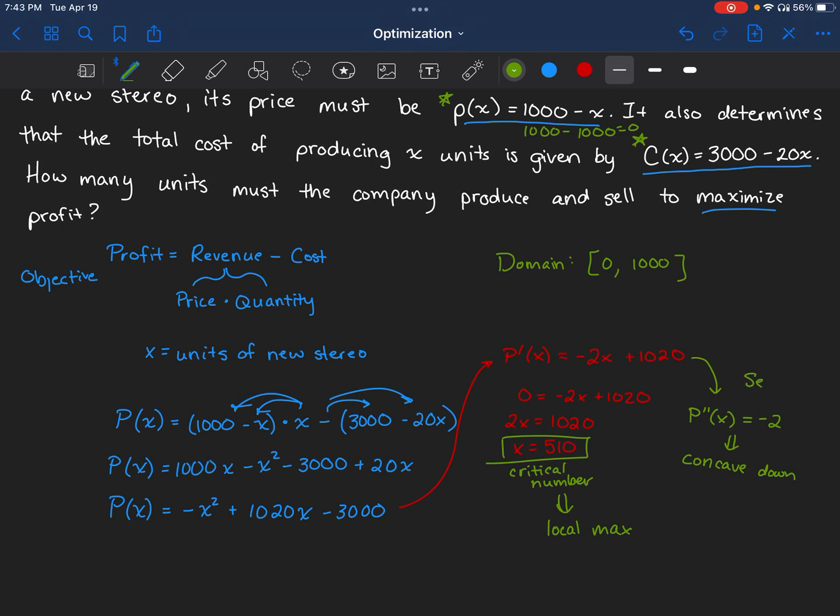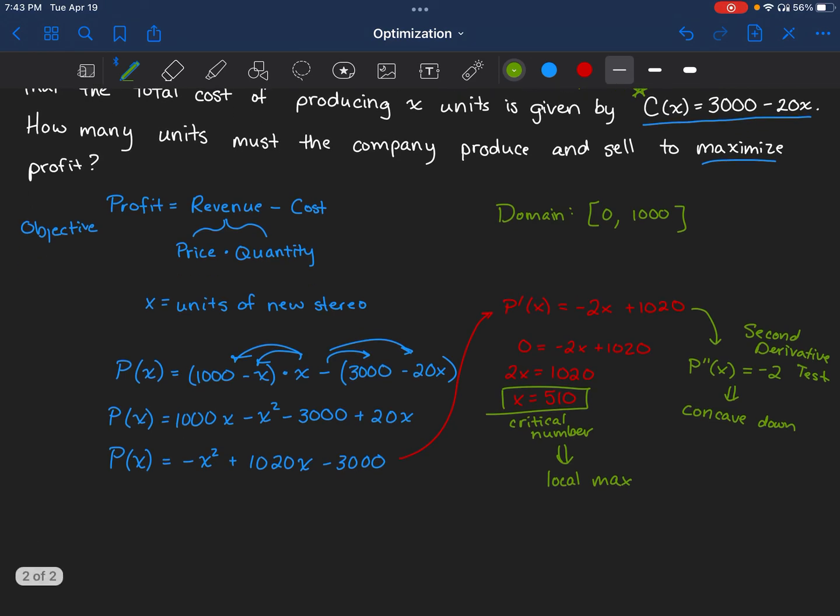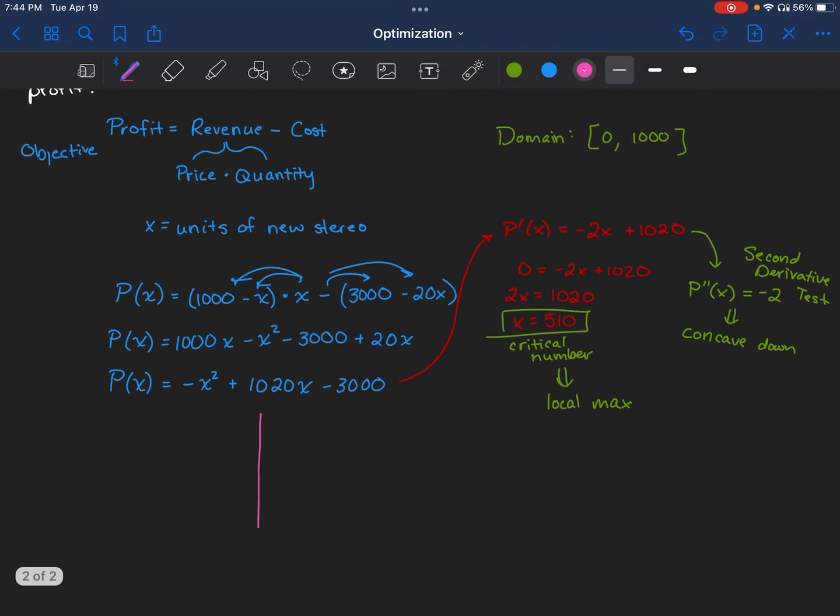So again, I did the second derivative test there. And so what I'm thinking at this point is I know this should be a maximum at 510. I can still verify by checking the endpoints: what happens if I plug in an x value of 0, and what happens if I plug in an x value of 1,000. Let me grab a different color. Let's do this color here. What would happen in this profit function if I plugged these numbers in?